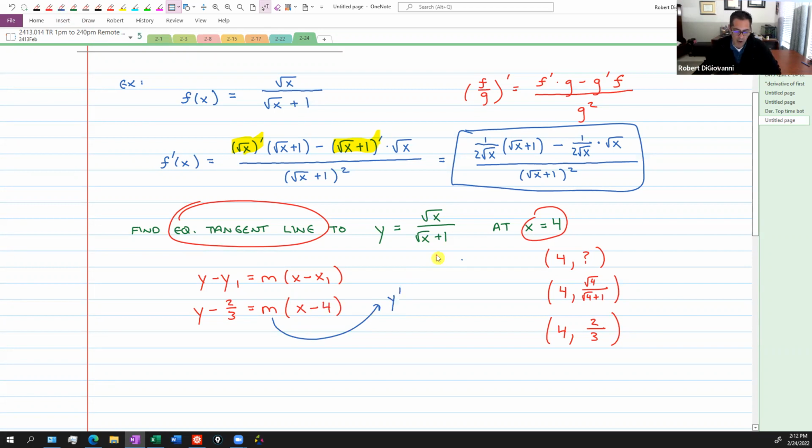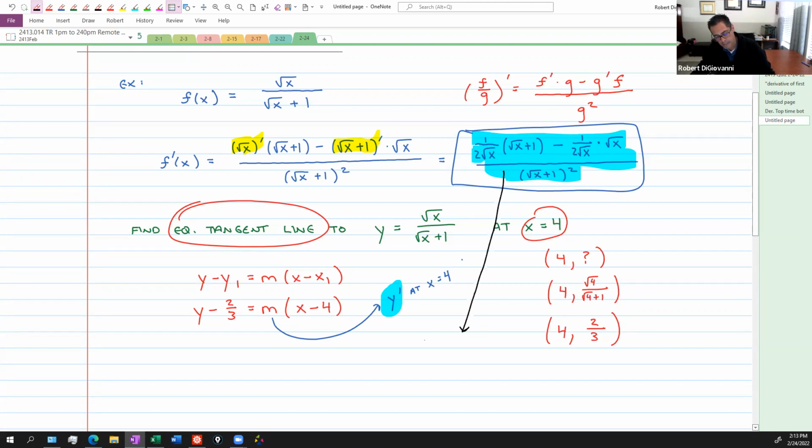So this m is going to be the derivative. Notice I'm using y prime because my original function was called y, not f of x. I want the derivative at x equals 4. But I know the derivative, don't I? The derivative of that function y is actually this whole thing right here. I just need to plug 4 into it. If I plug 4 in for x, I will get the slope of the tangent line. So using this, let's plug 4 in.